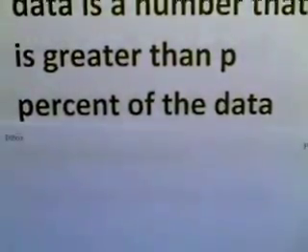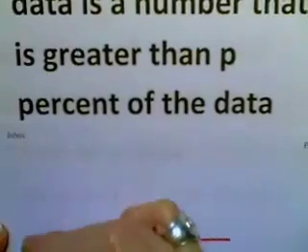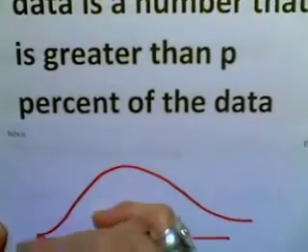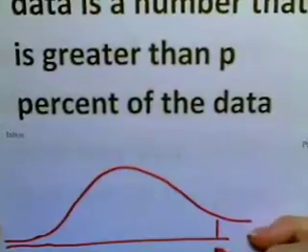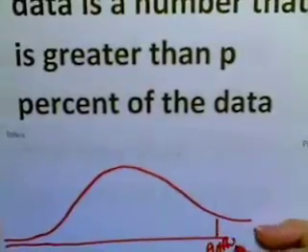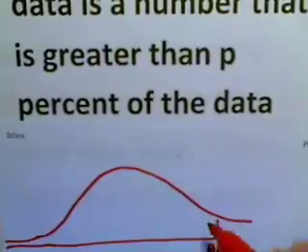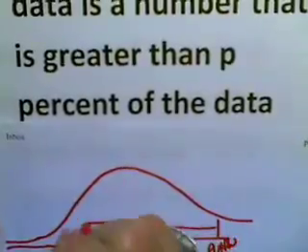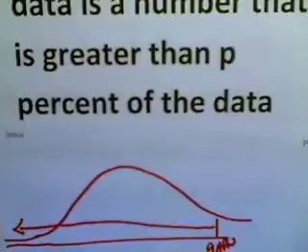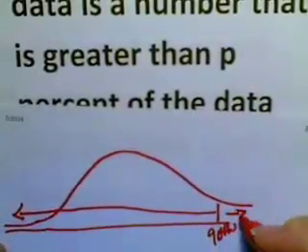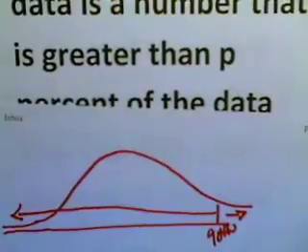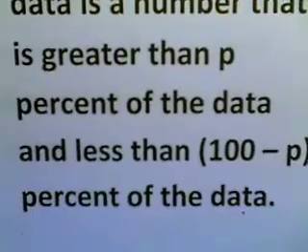So if I'm looking at the bell curve and I am at the 90th percentile, that means that 90% of the people are below me. Only 10% of the people scored above me. And so that is how we use percentile.